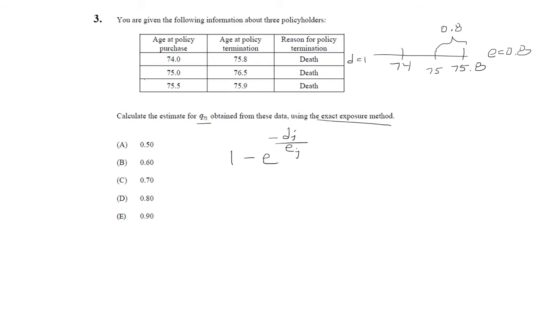Now let's look at the next policy. It was purchased at age 75, and the person died at 76.5. So because the person died at 76.5, that means there was no death at age 75. Right, so he was able to survive age 75. But we can look at the time he was exposed at his 75th birthday. Well, he was alive during this whole time. Right, so he was exposed for 1 year.